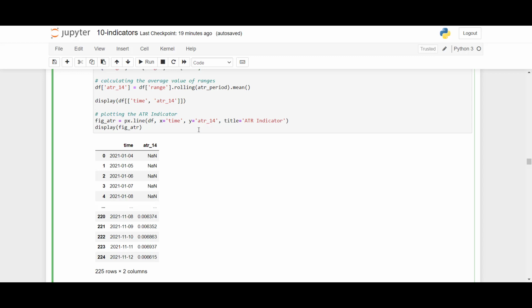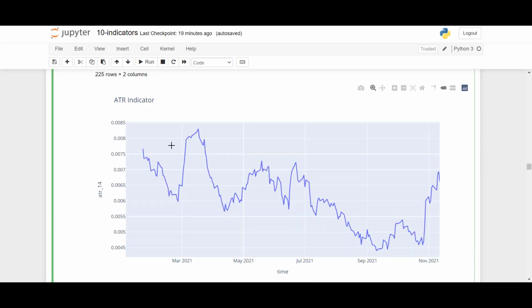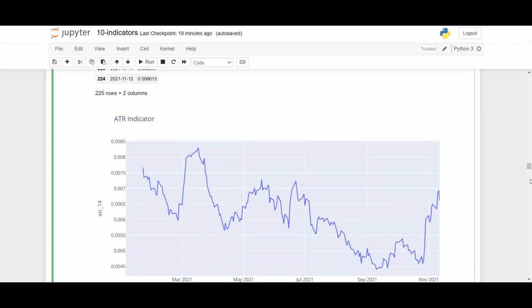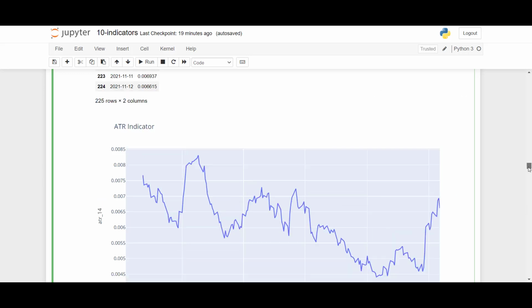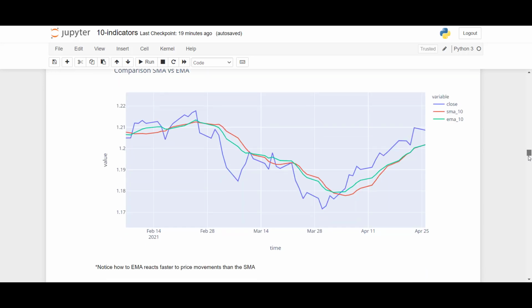And when we plot the ATR indicator, this is what it is. So we see that the Euro USD was much more volatile in March, and then in September the volatility decreased a lot, and now we are starting to see some volatility again on the Euro USD. So let's compare it with the charts here. As we can see here, we can see very sharp drops, which confirms that the ATR was high during this period.